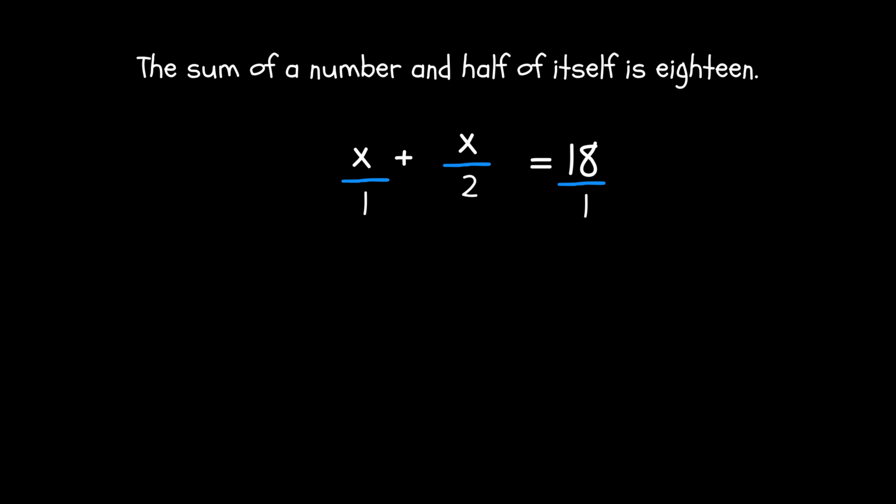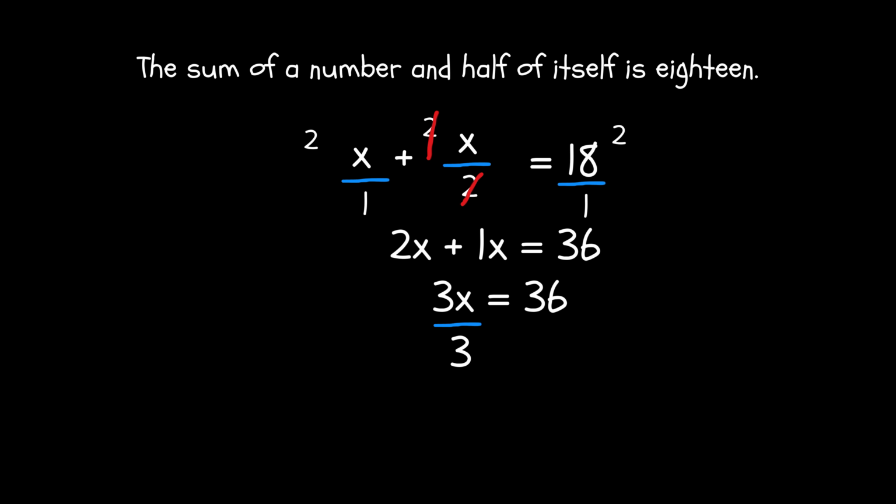Now, the LCM is 2, so let's solve. We will have 2x plus x equals 36. Now, let's add the like terms. 2x plus x is 3x. Now, let's divide both sides by 3. 36 divided by 3 is 12. Great.